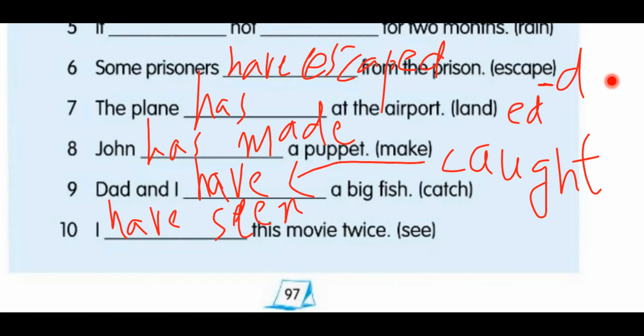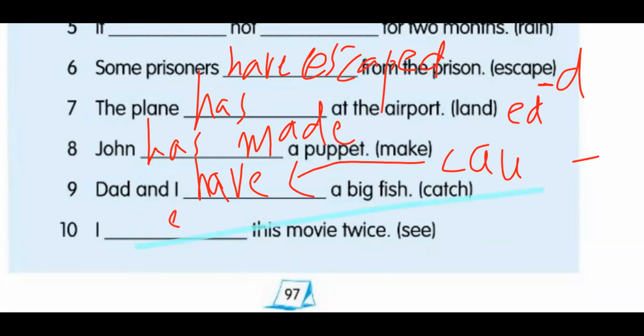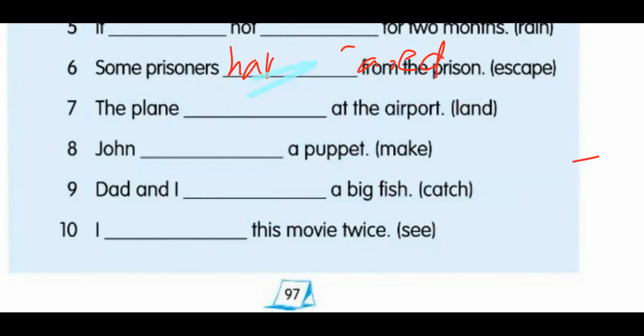Some prisoners have escaped from the prison. The plane has escaped at the airport. No, the plane has landed at the airport. John has made a puppet. Dad and I have caught a big fish. Yes. I have seen this movie twice. Yes. Jazakallah khair. Yes, what's the time now? Let's see. Time is about to be finished.